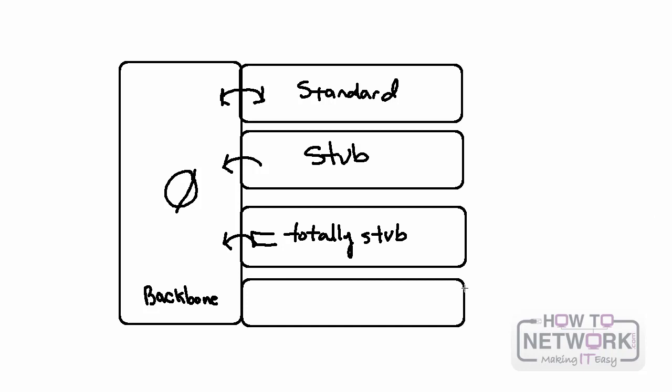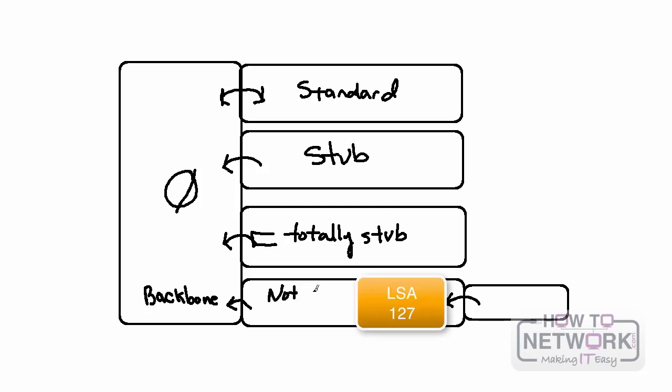And then finally, let's go over this concept of not so stubby areas. So, this is an interesting, I guess you could say, concoction, because not so stubby areas can connect to non-OSPF networks that are not a part of this autonomous system, and they can receive routes from those non-OSPF networks or networks that are not participating in the autonomous system.